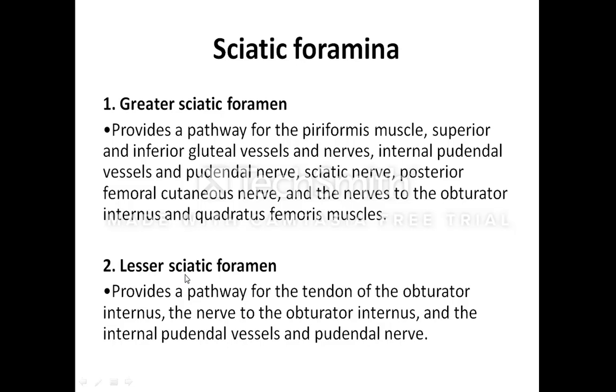Now the structures passing through the lesser sciatic foramen. The structures passing through the greater foramen usually go from the pelvis into the gluteal region, and the lesser sciatic foramen usually transmits structures from the gluteal region to the perineum. It provides the pathway for the tendon of obturator internus, the nerve to obturator internus, and the internal pudendal vessels and the pudendal nerve. So as you see, part of the structures emerge from the greater foramen and then go back again through the lesser foramen to enter the perineal region.